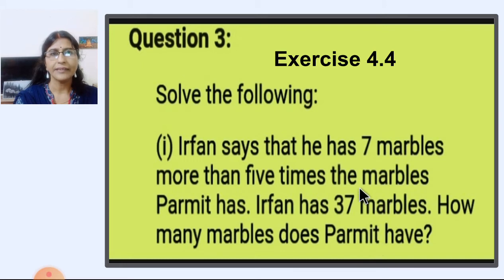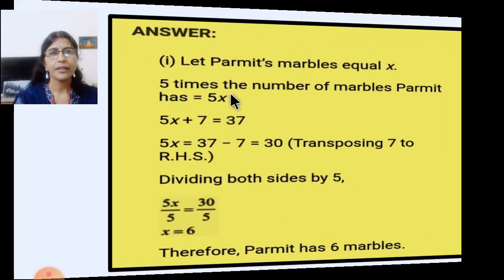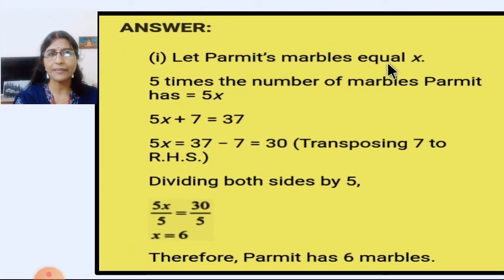Whenever a word problem is given, the first thing we have to do is write what is given in the question. So you will copy down what is given, the main thing, whatever is given, we will write down. So let us see how it has to be written. First we will write Parmeet's marbles equal to x, because we don't know how many marbles Parmeet has, so we will take it as x.